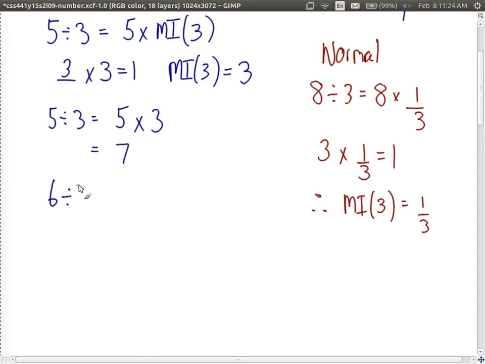6 divided by 4. Find 6 divided by 4. There are no fractions, there are no negative numbers. The answers are between 0 and 7, the integers between 0 and 7. How do you find the answer? Well, 6 times the multiplicative inverse of 4.